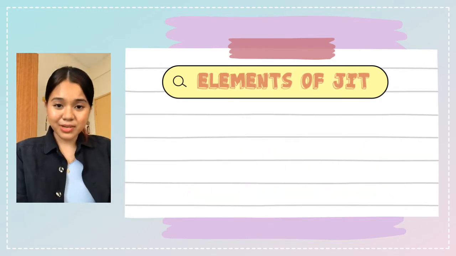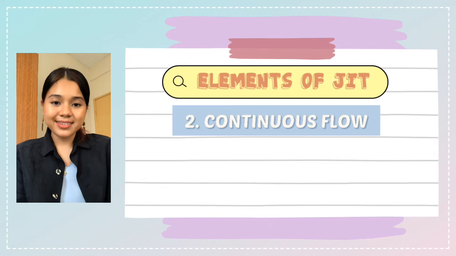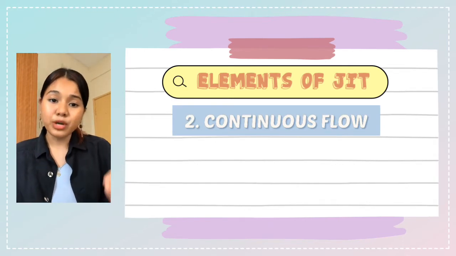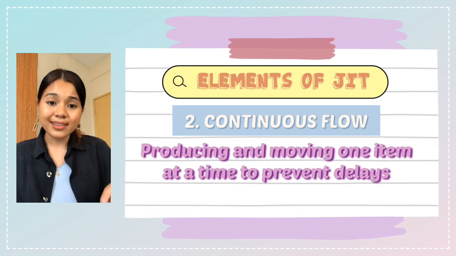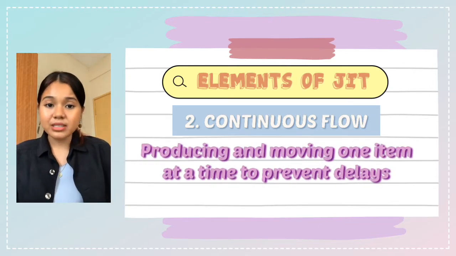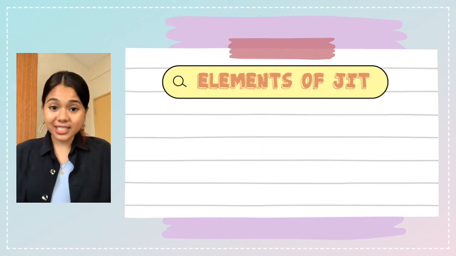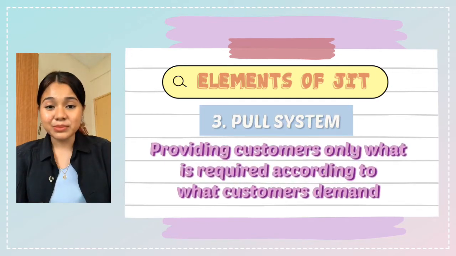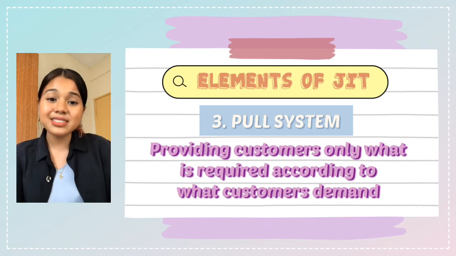The second element is continuous flow. In order to meet takt time, continuous flow means producing and moving one item at a time. This way of production prevents the material from having slowdowns or delays between processes. The last element of just-in-time is the pull system. Pull system means providing the customers only what is required according to what the customers demand.